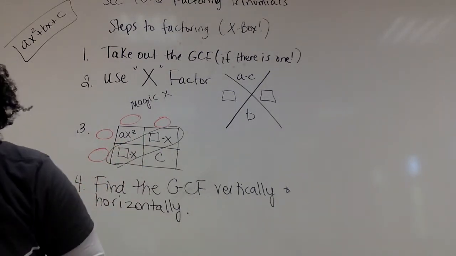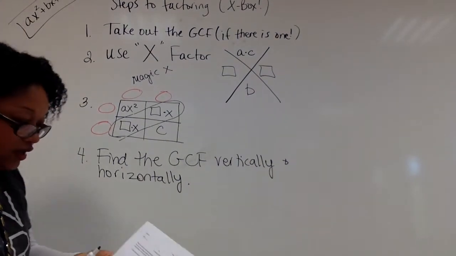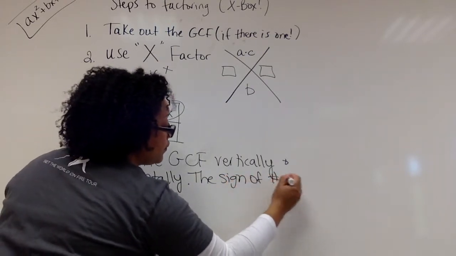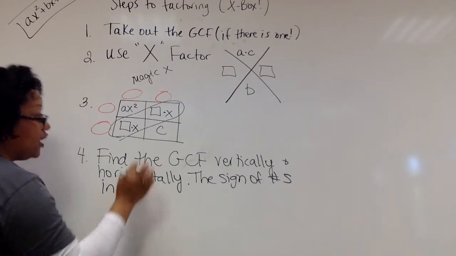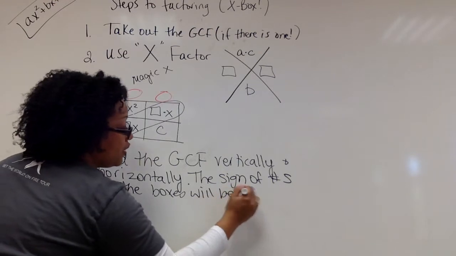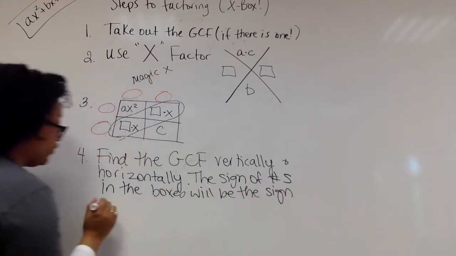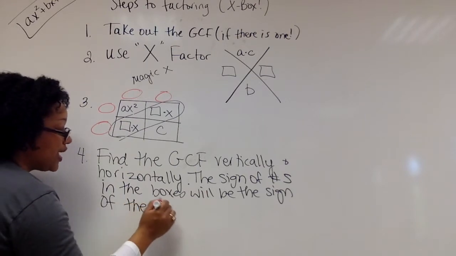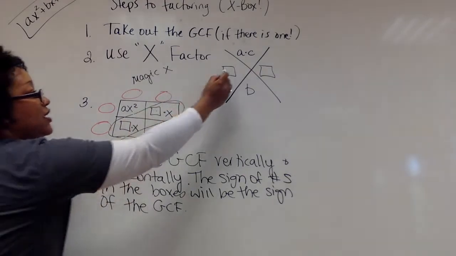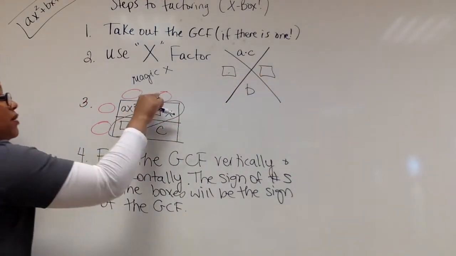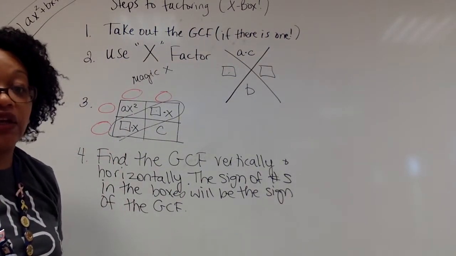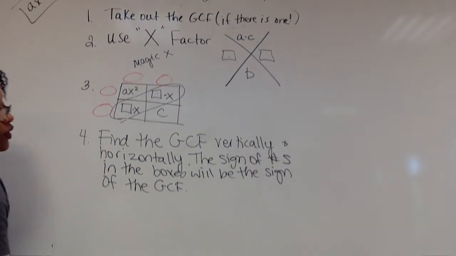Now, I'm going to add one more thing to it. This is important. The sign of the numbers in your boxes, these two boxes, will be the sign of the GCF. And we'll encounter that in a minute. So don't stress. Just write it down right now. Whatever the sign is of your numbers in the boxes, that's going to be the sign of your GCF. So if one of them is negative, that means you're going to have a GCF that's negative. Okay? So hopefully you got step 4.